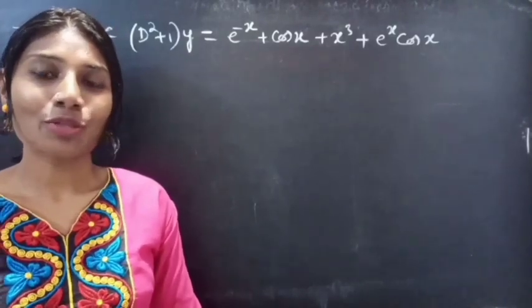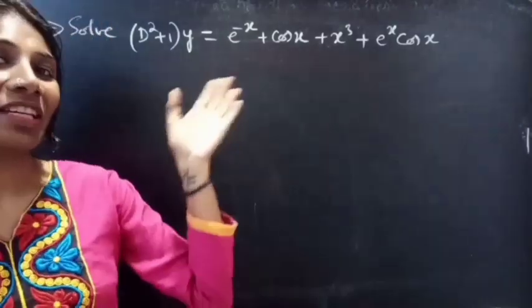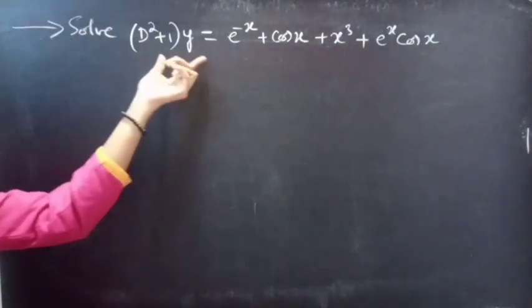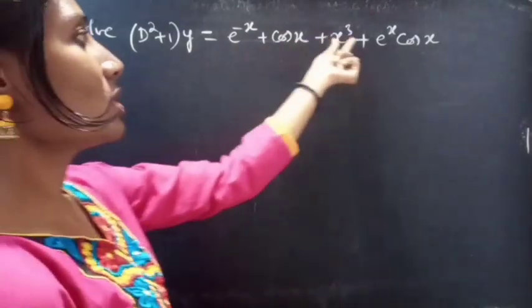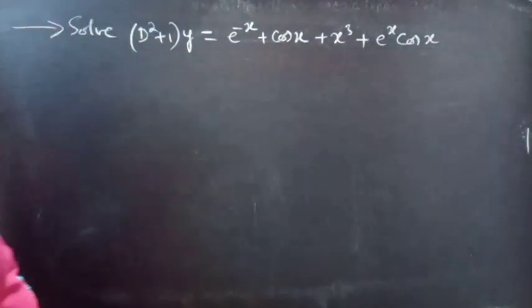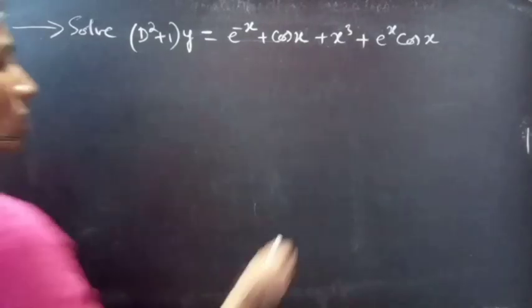In this video, we are going to solve a differential equation from higher order linear differential equation. So let's get going. Problem. Solve (D square plus 1) y equals e power minus x cos x plus x cube plus e power x cos x. Let's find the order and degree of the given differential equation.